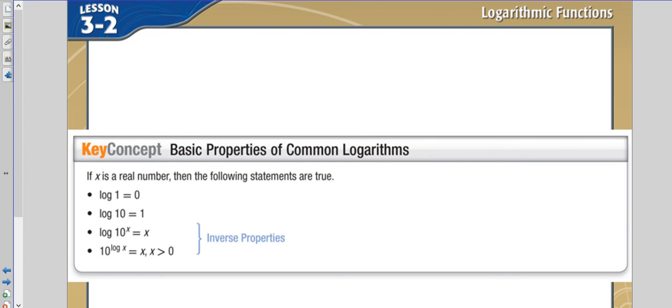The slide that talks about basic properties of common logarithms. What a common logarithm is, is that the base is 10. So in all these situations, you have log with a base of 10. If you have log base 10 of any number, what they'll usually write is just log, without writing the base, of the number x.